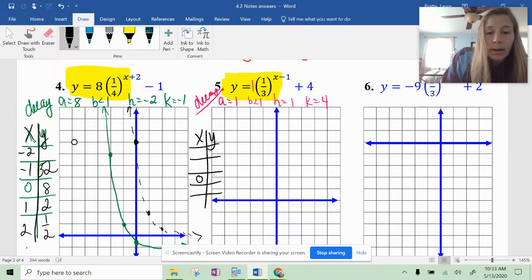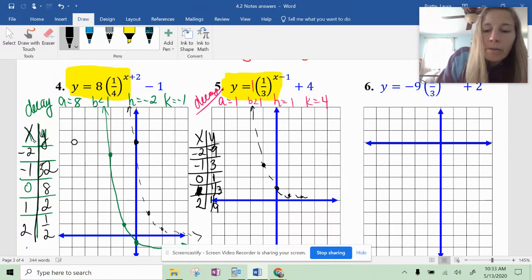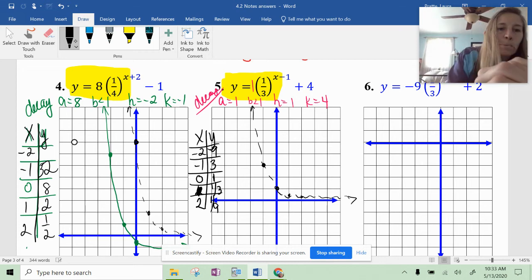If I put in a 0 there, I get 1. If I put in, let's say, a 1 there, I would get 1/3. If I put in a 2, I get 1/9. If I put in a -1, I get 3. And if I put in a -2, I get 9. So -2 and 9 is off my graph. -1 and 3, 0, 1, 1 and 1/3, 2 and 1/9. So it's going to be kind of like this. That's my parent function. Sorry, it's very ugly.